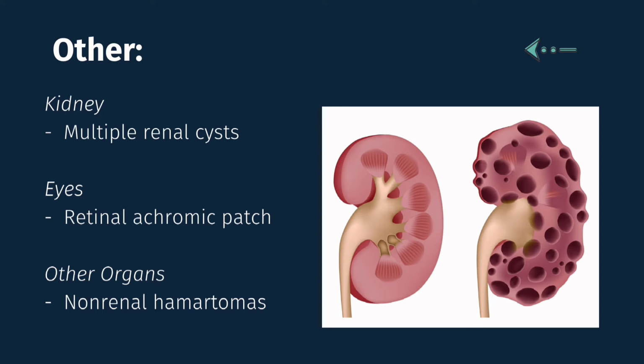Some of the other features are multiple renal cysts, which affect the kidney. This is shown in the photo on the right. In the photo, the left kidney is a normal, healthy kidney, and the right kidney is a kidney that is affected with renal cysts. There's also retinal achromic patches, which affect the eyes, and non-renal hamartomas, which affect other organs.